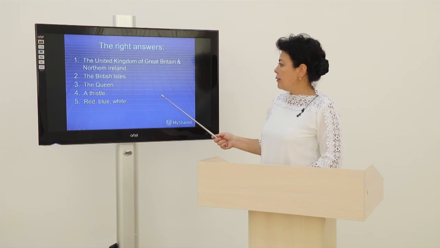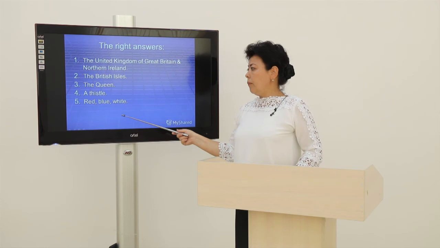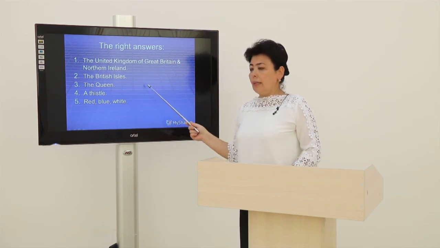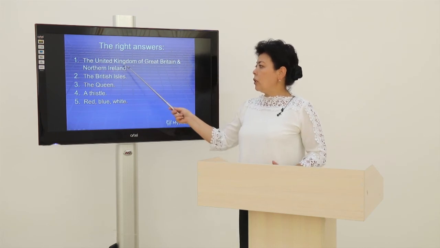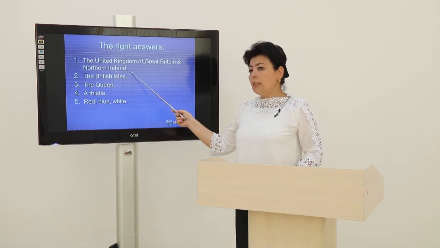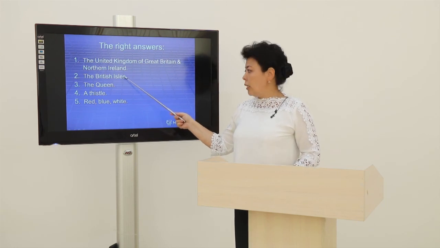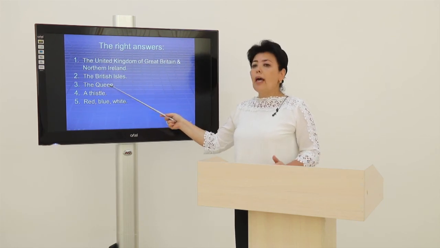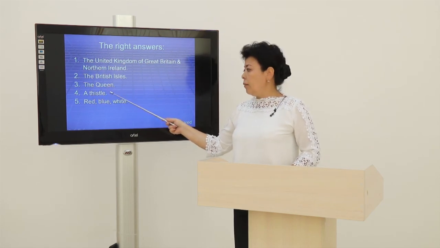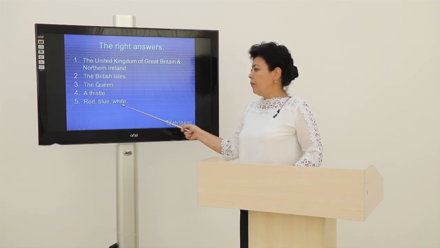So, next. And these are the right answers to the questions. You can also mention them and correct your answers. So, the first question, the official name: the United Kingdom of Great Britain and Northern Ireland. This is the correct answer. The British Isles, where Great Britain is situated. Third one, who is the head of the state? Of course, it's the Queen. A thistle, the symbol of Scotland. And last one, about the flag: red, blue, white.